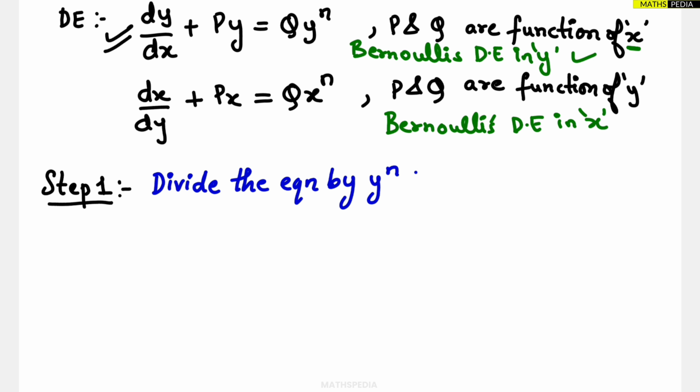So what is the first step? First step is to divide the equation by y power n. So why are we dividing it? See, we have to bring it to the linear equation form because this part is extra. So we have discussed here.